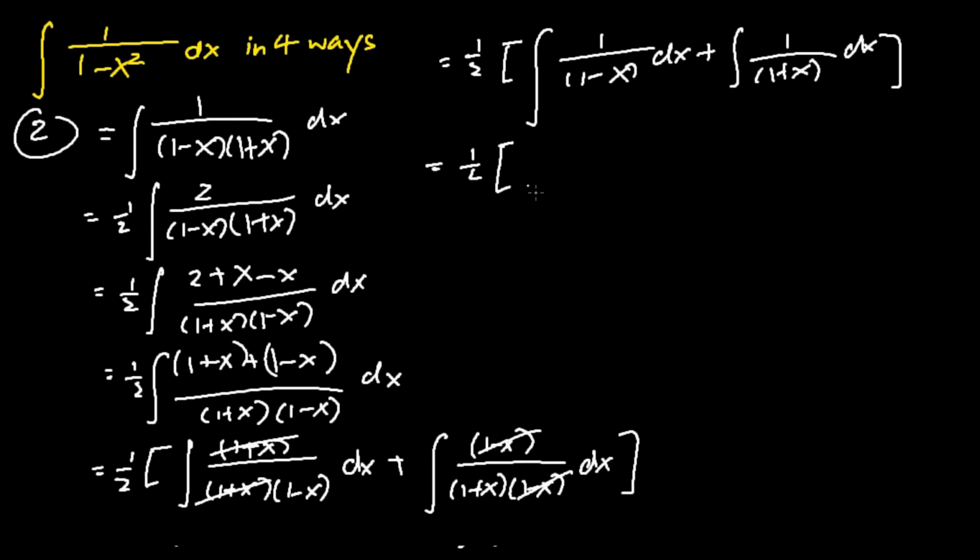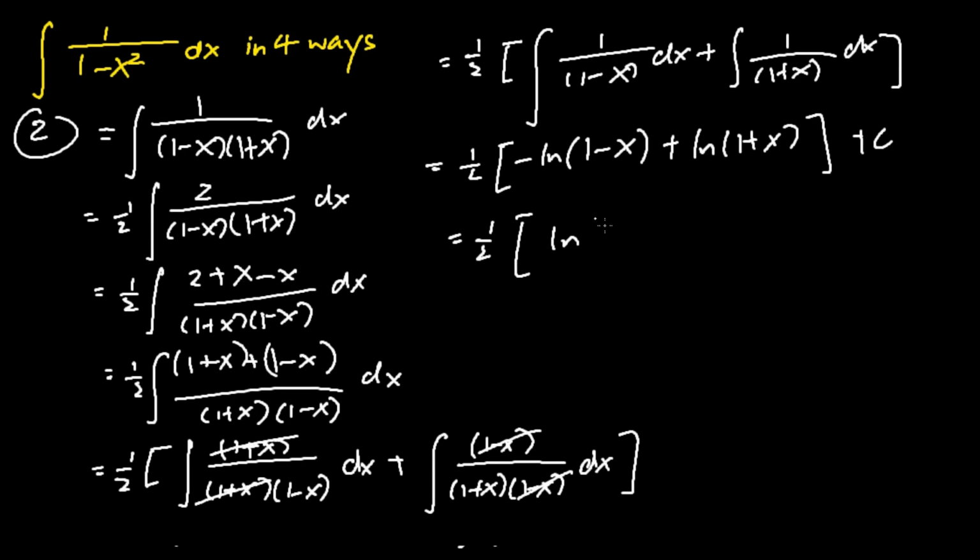So for the first integral, the integral of 1 over 1 minus x is basically just negative of ln 1 minus x. Whereas for the second integral, the integral of 1 over 1 plus x is just ln 1 plus x plus c. And last but not least, I put it all into a fraction and it should look something like this.